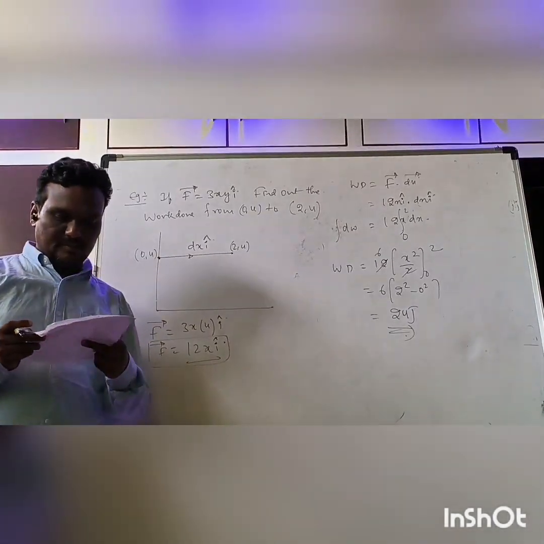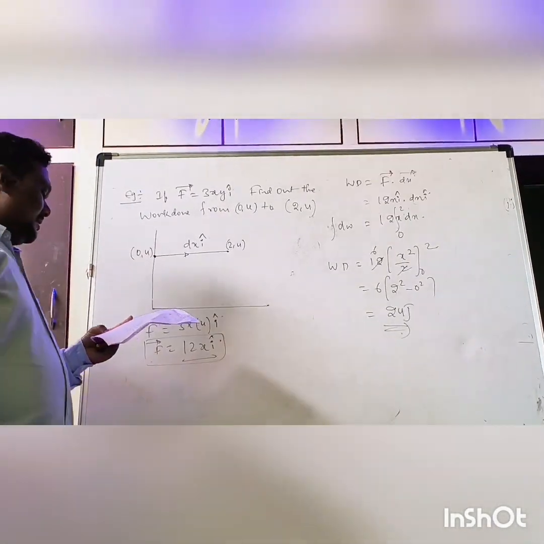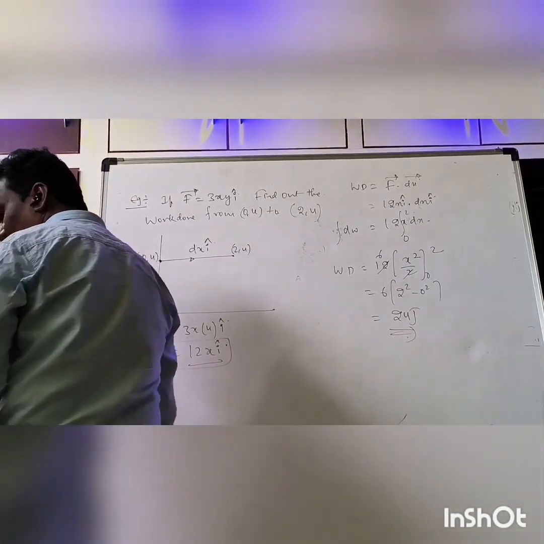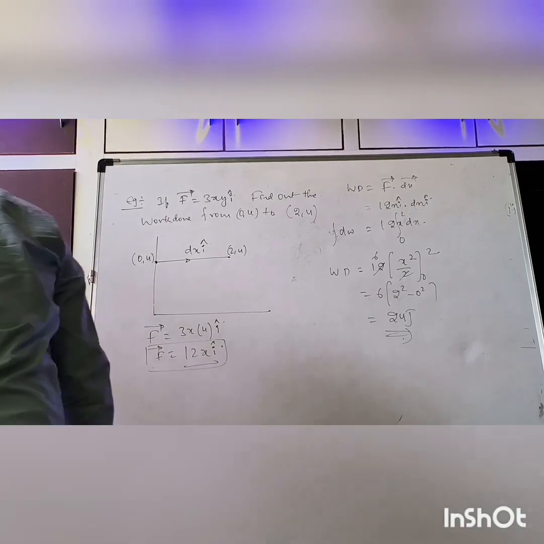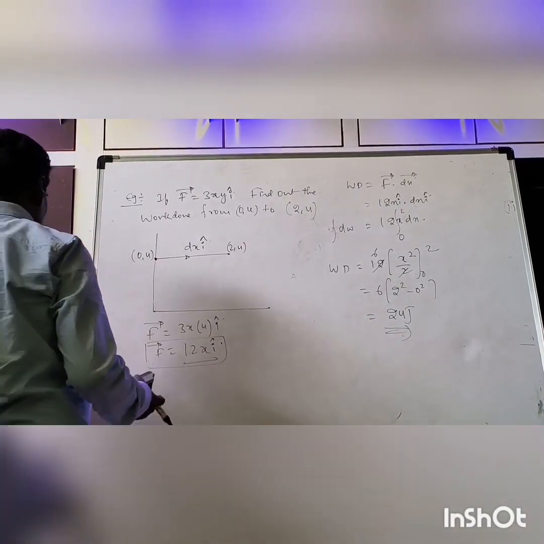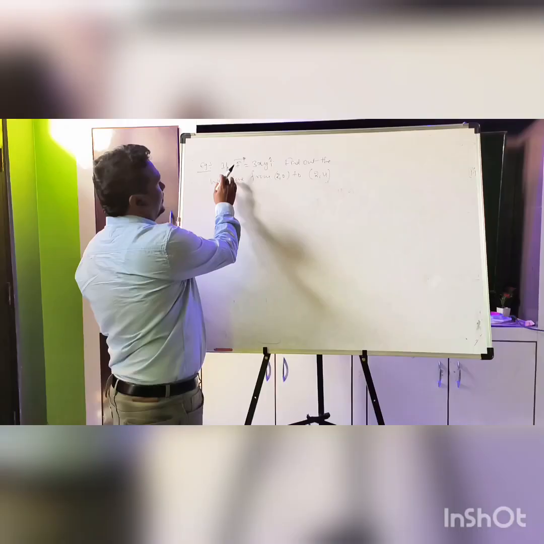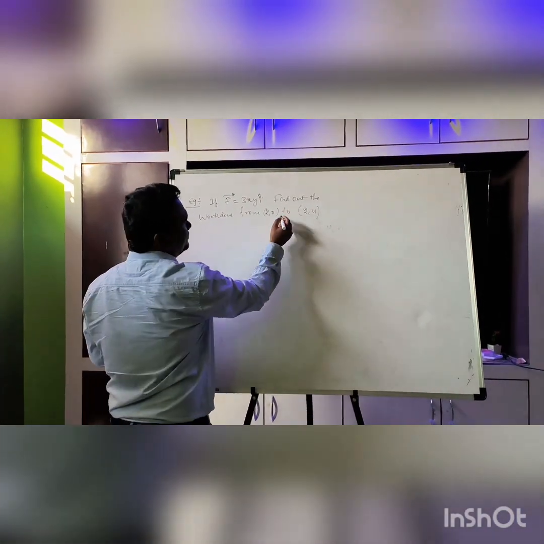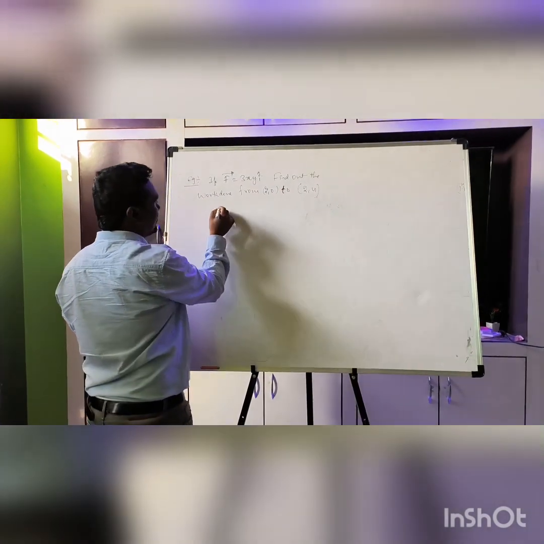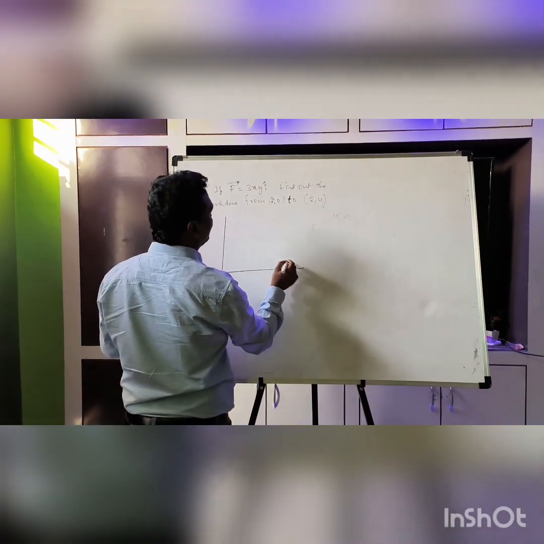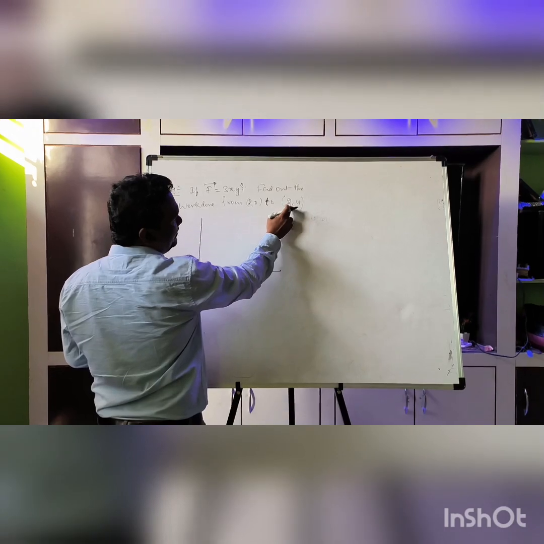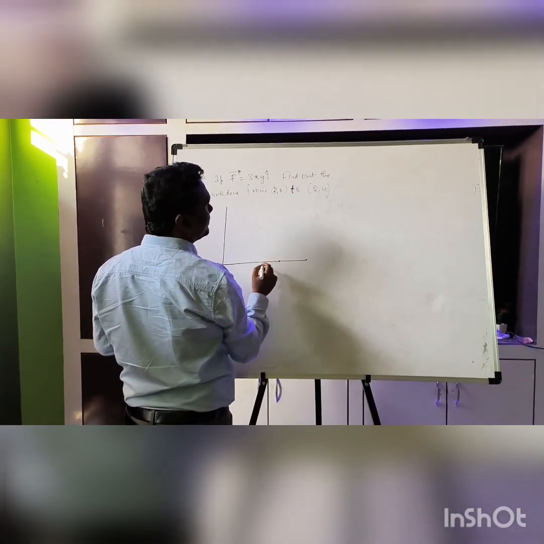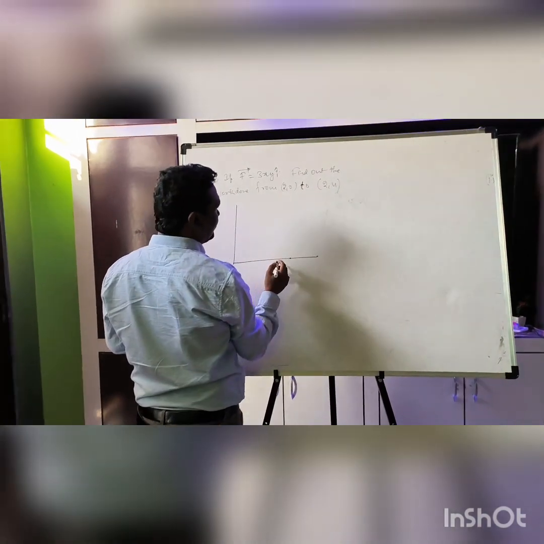And next, suppose we ask if the particle is moving from (2, 0) to (2, 4). Suppose F bar is equal to 3xy i cap, find out the work done from (2, 0) to (2, 4). So we have to find out the work done from (2, 0) to (2, 4). Now see here, I am taking (2, 0) to (2, 4).